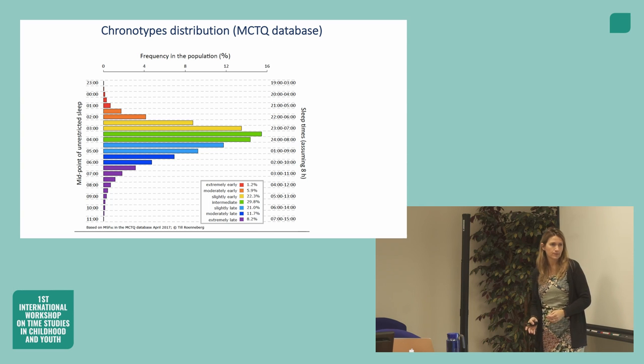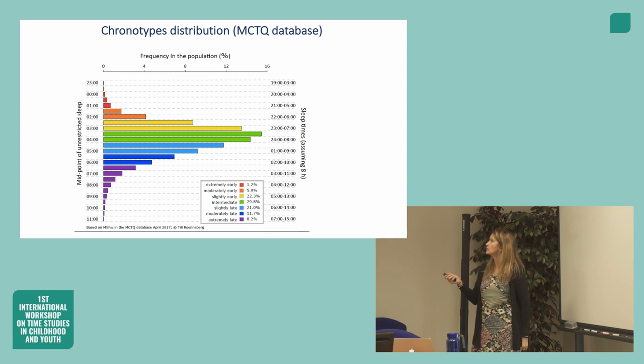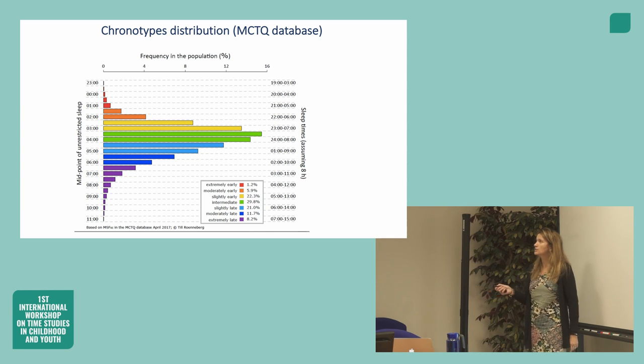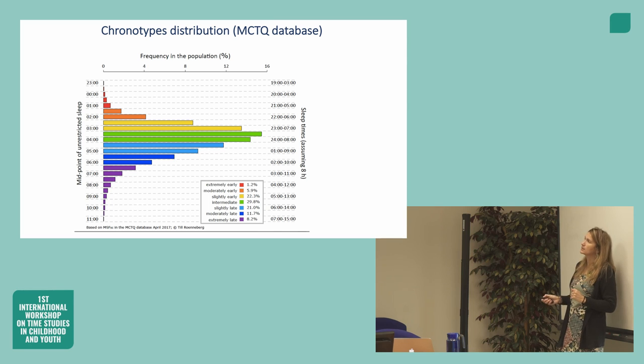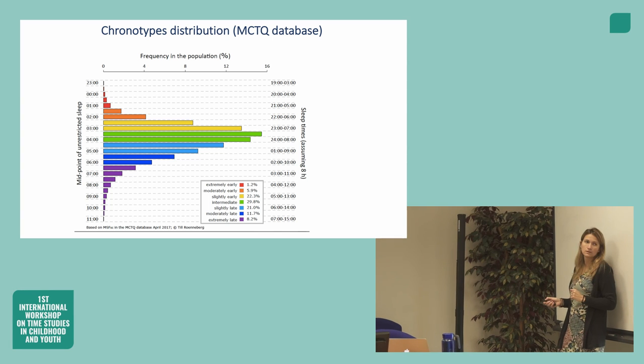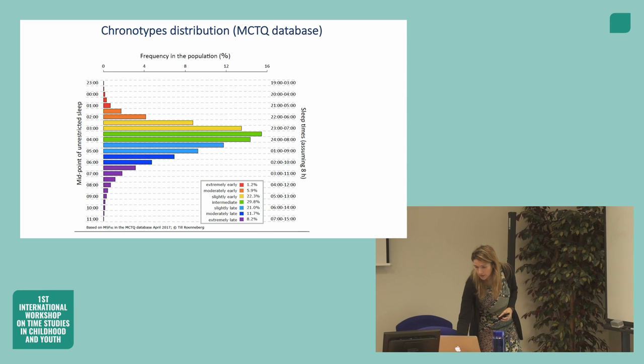290,000 people here. And we can see that it has a normal distribution. The majority of people fall in the middle. Then here we have the early people, and here we have the late people. It's a little bit skewed, as you can see, because we have more late people than early people, but the majority falls up here. This is real data, and it's published, so you can see it too.